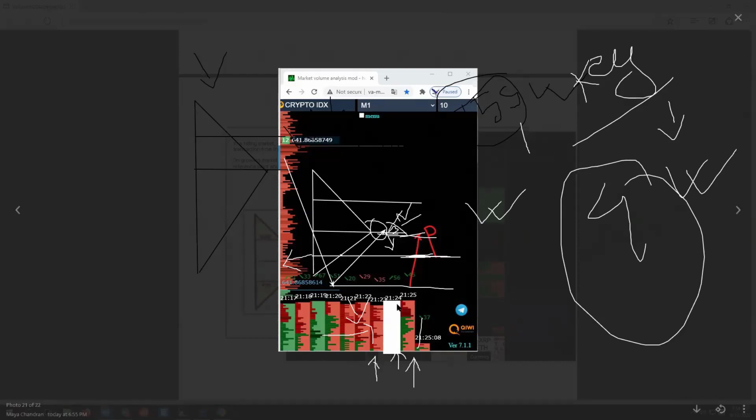Do you have any questions about this analysis? No sir, these analyses are clear: the POC, value area high, value area low, and 15-second confirmation. Okay, Suresh, any questions? No, bro. Do you clear? Yes, I clear. If you have a question or doubt, you can ask me.